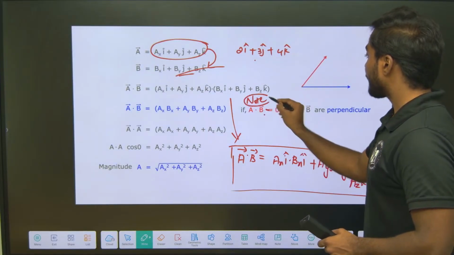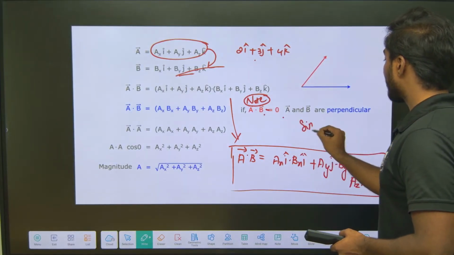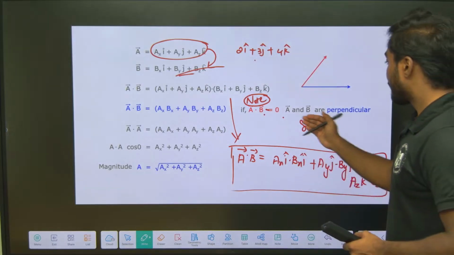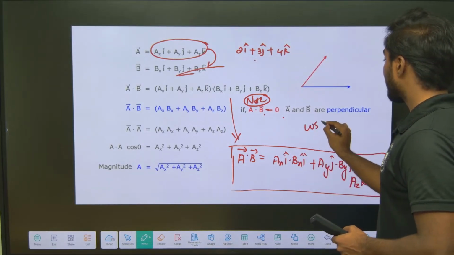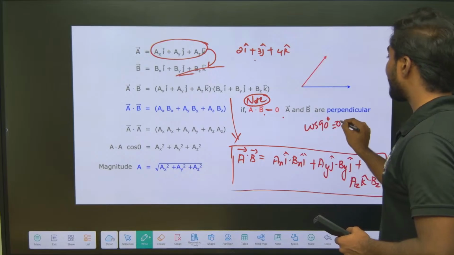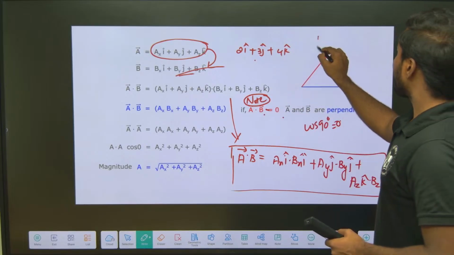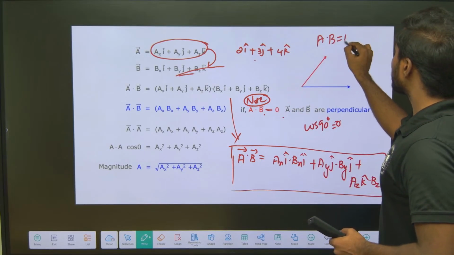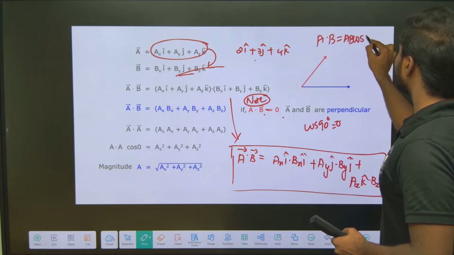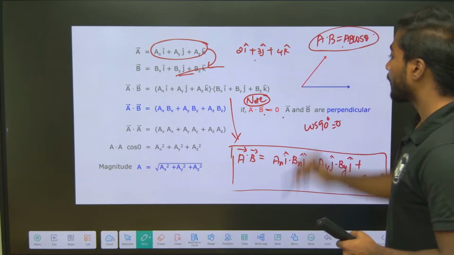So perpendicular in the sense sin 90? Is it? Cos 90, right? Yes. Cos 90 degree equals 0, because I am using a dot product. a dot b equals ab cos theta. It's not sin theta, okay? It's cos theta. Okay.